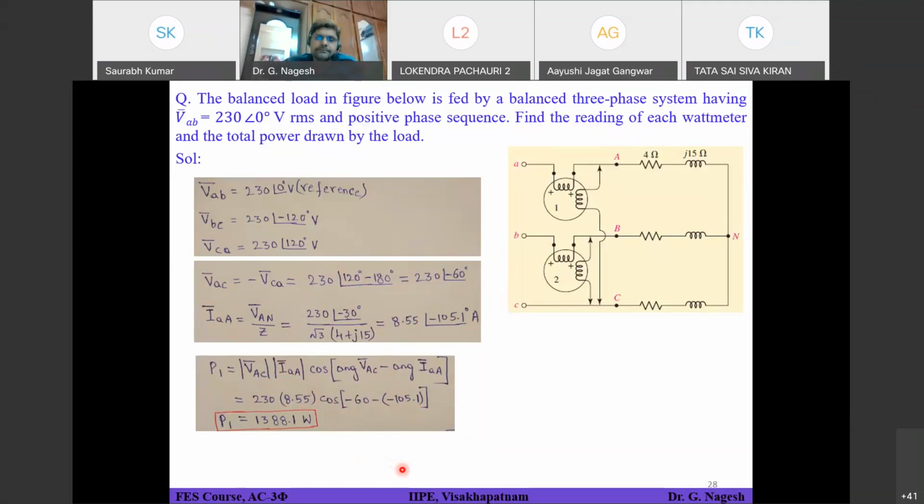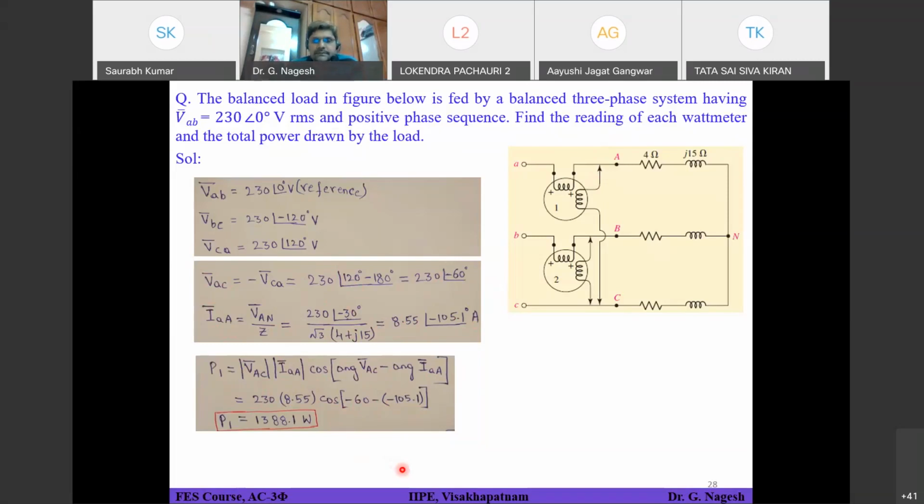Okay, so you know VAC. The line voltage is already there, which is 230, and the current you have also calculated, 8.55 RMS value. So cos of the angle difference between those two. If you do that, you should get 1838.1 watts. This is your wattmeter reading: wattmeter W1 will give you this much real power. If someone has not got it, please try to do that. You should get this answer.